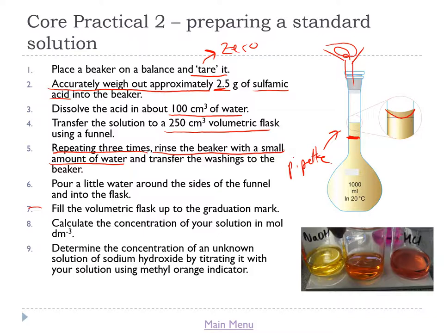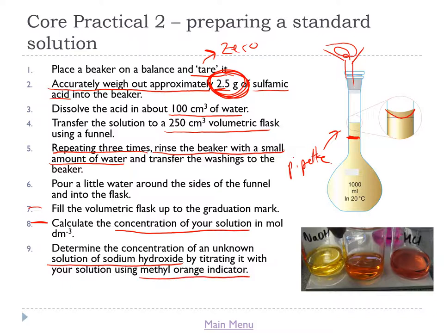And so now, step 8 is to calculate the concentration of the solution in moles per decimetre cubed. That's why it's so important to know exactly what the mass of sulfamic acid that we added is. And then, now we know the concentration of our sulfamic acid solution, we're going to use it to determine the concentration of an unknown solution of sodium hydroxide by titrating it with a methyl orange indicator.